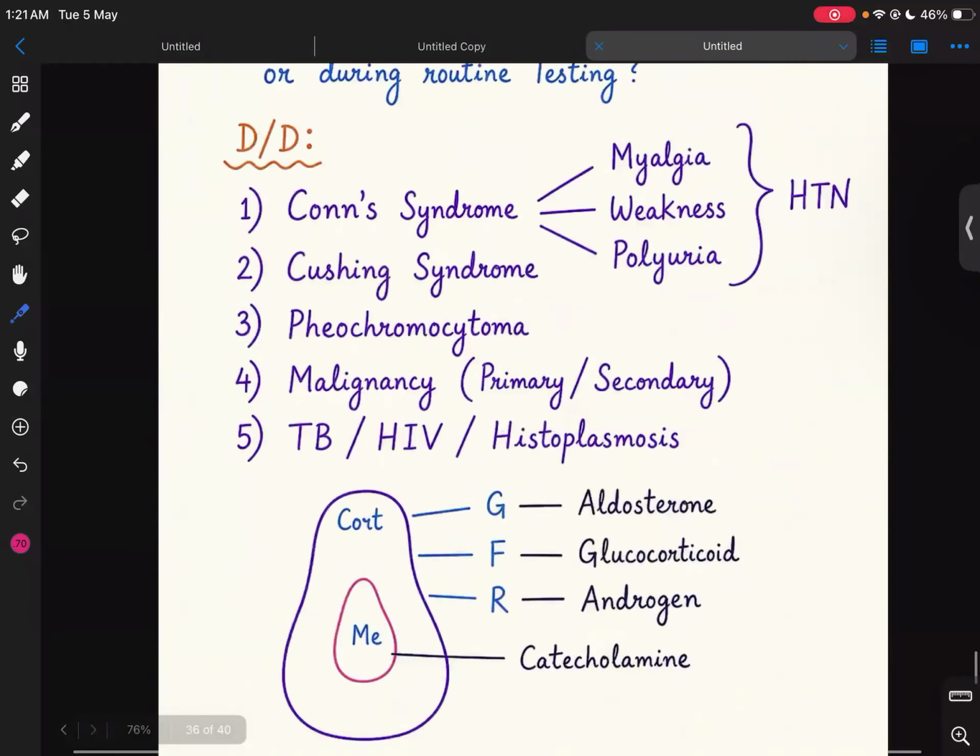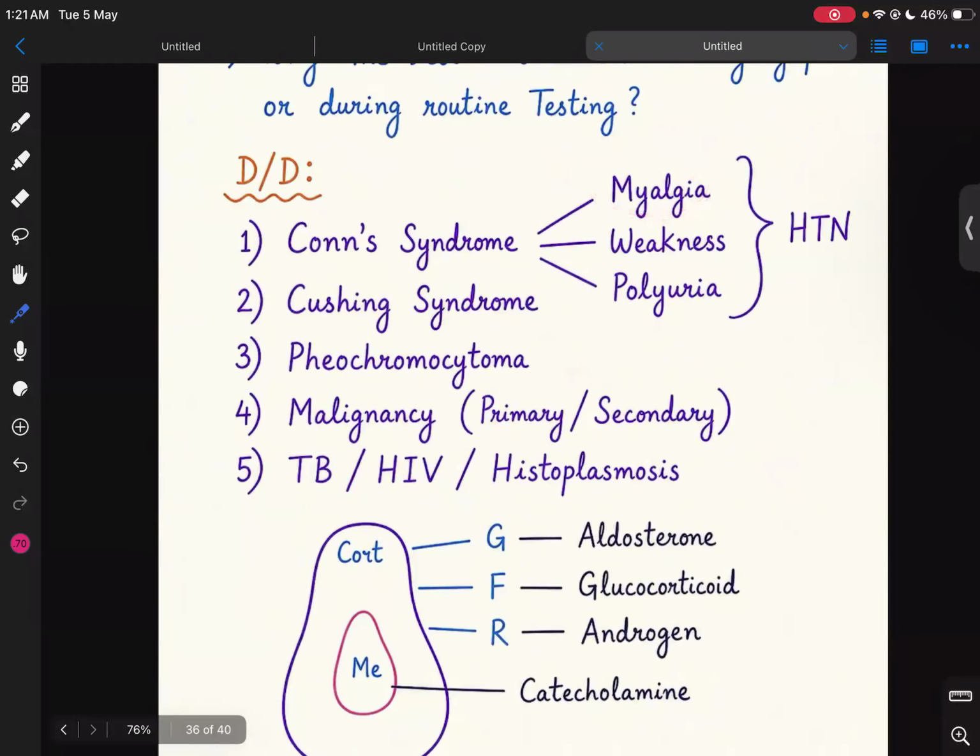This hypokalemia will cause myalgia. The patient will tell you, I'm feeling some muscle cramp at the back of the leg. It will cause weakness of the limbs, the hands and feet. It can also cause nephrogenic diabetes insipidus, resulting in polyuria. So to rule out Conn syndrome, we can ask: do you feel any pain or muscle cramp at the back of the leg, and any weakness in any part of your leg? You can just ask these two symptoms.